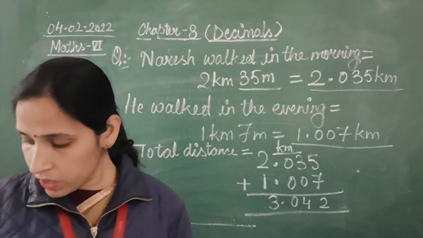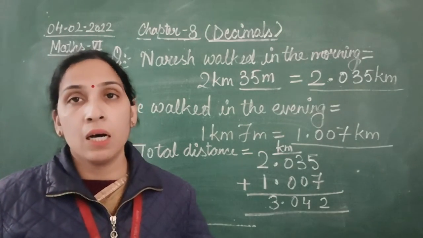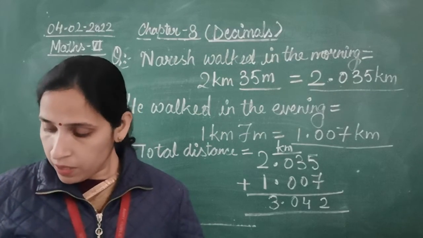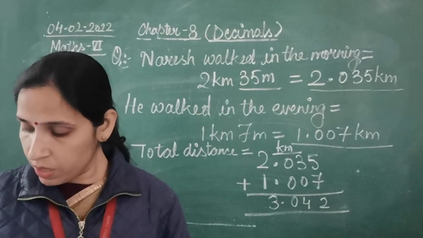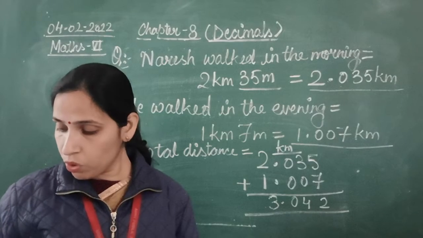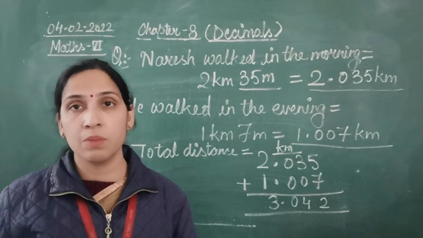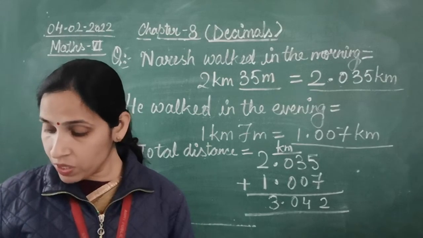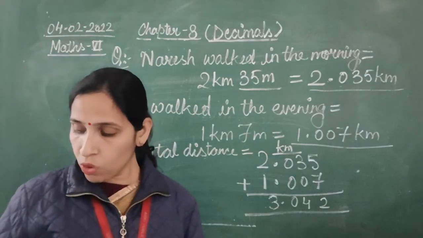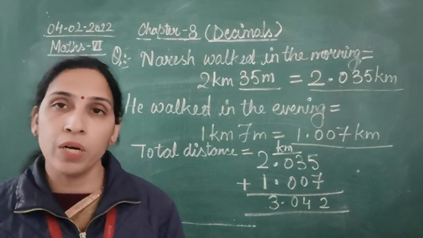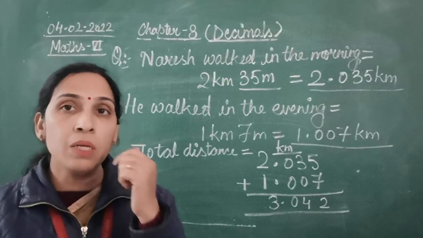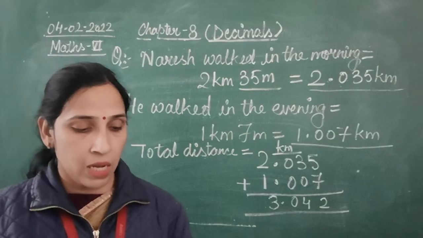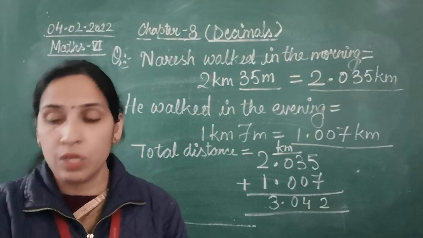Okay, now here, the previous question which I have read: Nasreen bought 3 meter 20 centimeter cloth for her shirt and 2 meter 5 centimeter cloth for her trouser. So the total length of cloth bought by her. Again you need to do conversion, the centimeter part you are going to convert into meter, and then you are going to do addition.